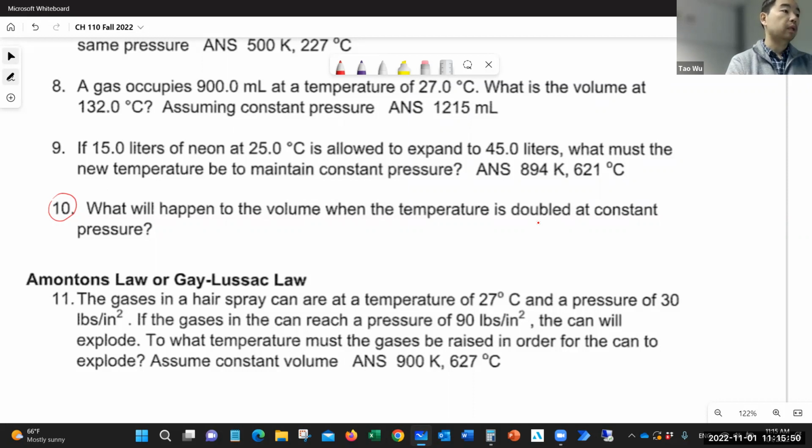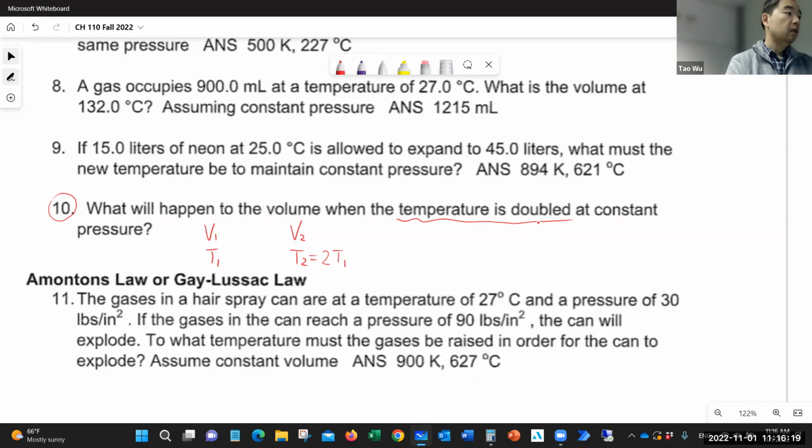So now what do we know? We can just assume that the first point has V1 and T1, and the second point is V2 and T2. Now what happens to T2? The temperature is doubled, which means the final temperature is 2 times the initial temperature. That makes sense, right? So T2 should be equal to 2 times T1.